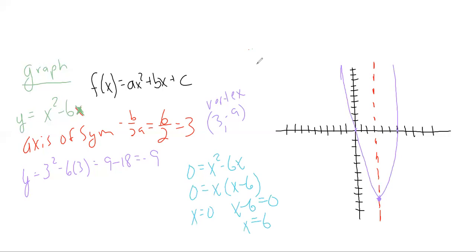Now what I want you to notice is that from here to here is 3, and from here to here is 3. That's why it is called an axis of symmetry. It's symmetric about that axis. It's the same distance to the right from there as it is to the left from there. That's why it's an axis of symmetry. Okay? So let's do one more.